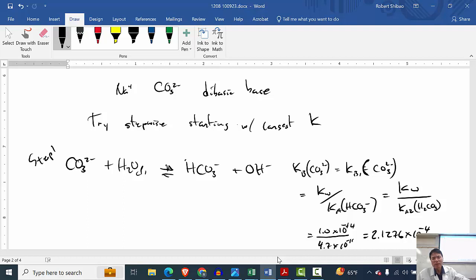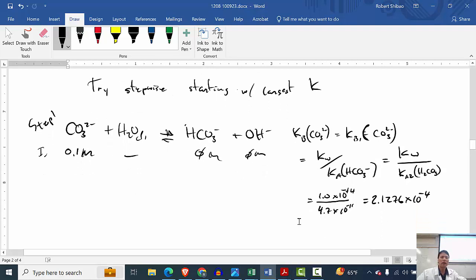All right, that's going to be the largest Kb. This is a lot bigger than Kw, and it's going to be more basic than bicarbonate. Okay, so initially we had 0.1 molar. Water is a pure liquid. And then we're going to say this is 0 molar and this is 0 molar. All right, go ahead and fill out the rest of the ice table and solve for x.